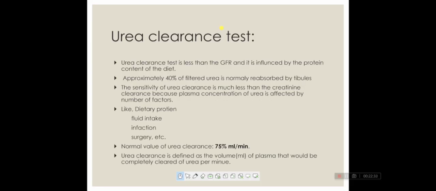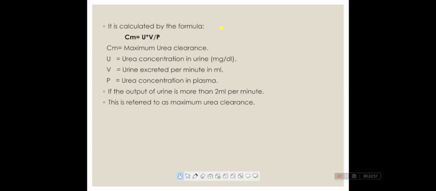So its sensitivity is much less than creatinine clearance, because the plasma concentration of urea is affected by a number of factors like dietary protein, fluid intake, infection, surgery, etc. The normal value of urea clearance is 75 milliliters per minute. We can define this as the volume of plasma that would be completely cleared of urea per minute. It is calculated by the same formula as creatinine clearance, U into V by P, where U is the urea concentration in urine, V is the urine excreted per minute in milliliters, and P is the urea concentration in the plasma.